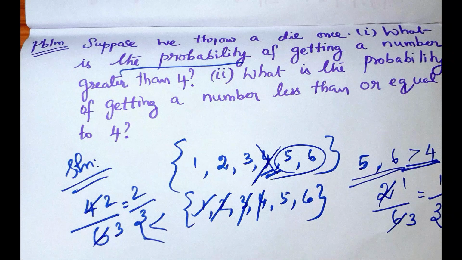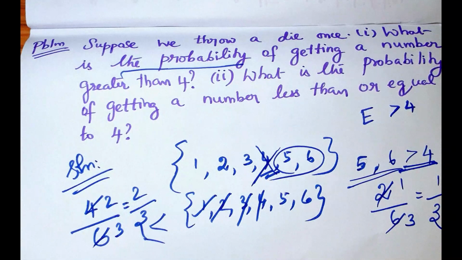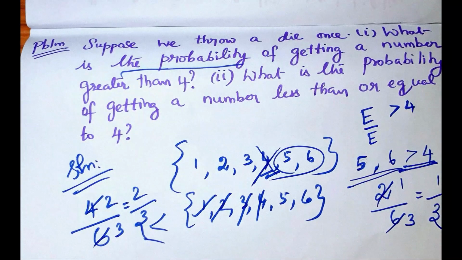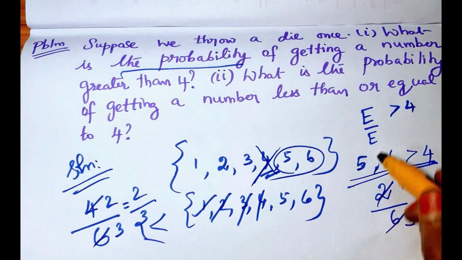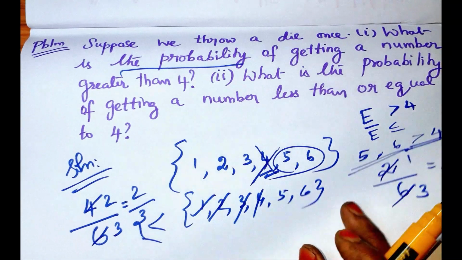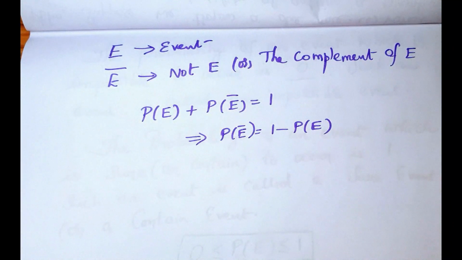In this problem, what was given first? Suppose the event is greater than 4. Greater than 4 means 5, 6. Then what will E bar be? We have to say the opposite of what we said. The opposite of greater than 4 is the numbers which are less than or equal to 4. Am I right? So we take the complement of E as the numbers which are less than or equal to 4. These are the symbols, and we have an equation connecting the probabilities of an event and its complement. So probability of E plus probability of E bar is equal to 1.